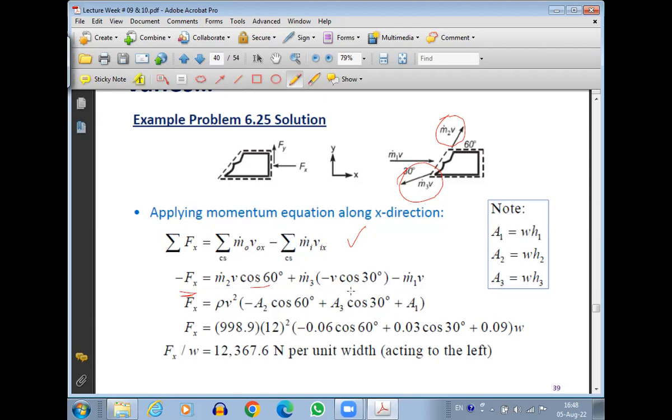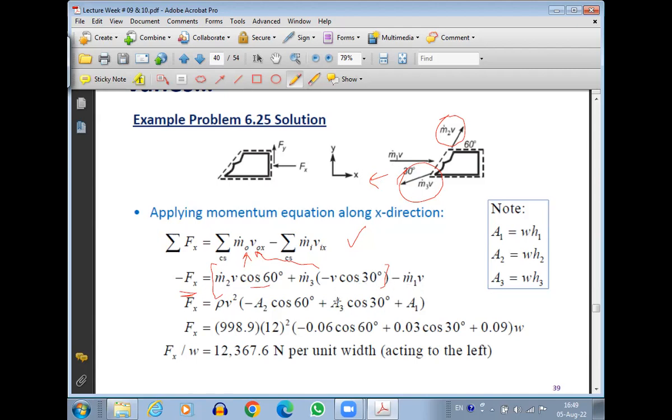So cos of 60. And here for the case of m dot 3, it will be cos of 30, but in the negative X direction. So we'll have m dot 3 negative v cos 30. These two terms together will be m dot out v naught x. And then let's talk about the momentum coming in. Momentum coming in is only in the positive X direction, so it's negative m dot 1 v.